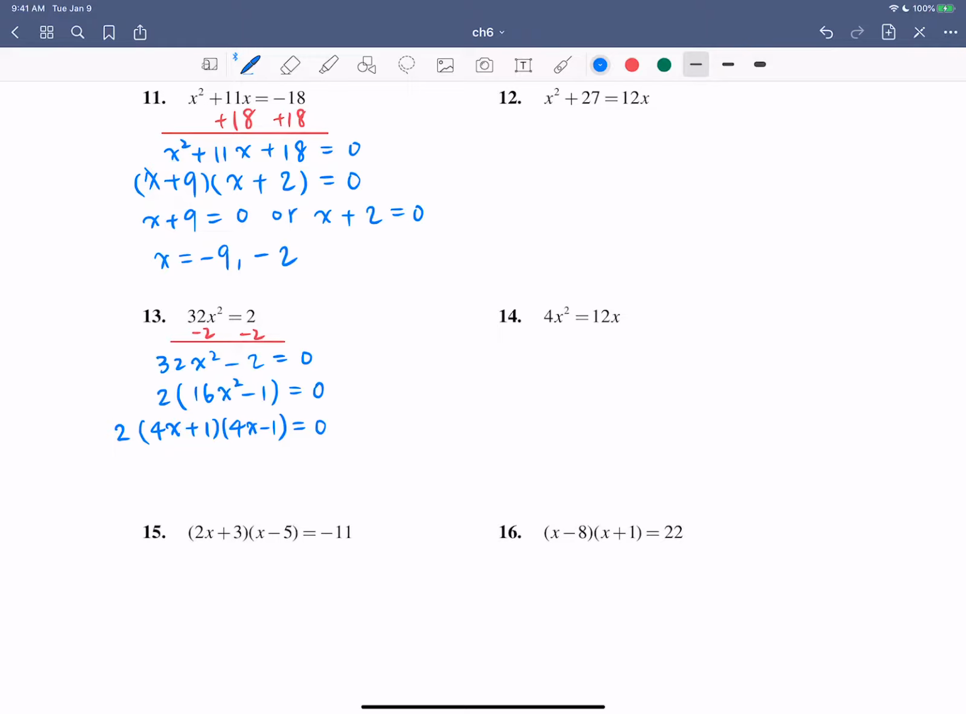Then, applying zero product property, we have 3 factors on the left hand side. 2, that's one of the factors, but this one is not 0. We also have 4x plus 1, we also have 4x minus 1. According to zero product property, the product will be 0 if 4x plus 1 is 0 or 4x minus 1 is 0. Solve for each of them, we obtain 2 solutions, negative 1 over 4 or positive 1 over 4.